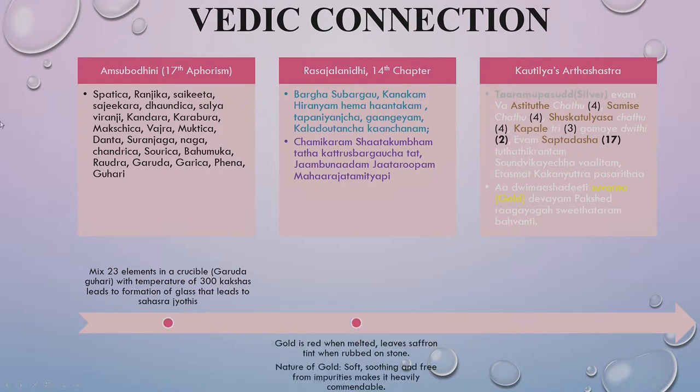Coming to Rasajala Nidhi, there it says that gold, when it is melted, is red, and it leaves a saffron tint when rubbed on the stone. This speaks about the color of the gold. This is nothing but ruby gold, which was available earlier. That means gold nanoparticles were part of our Indian chemistry, which we call Rasajala. Again, the nature of gold comes up with this particular shloka.